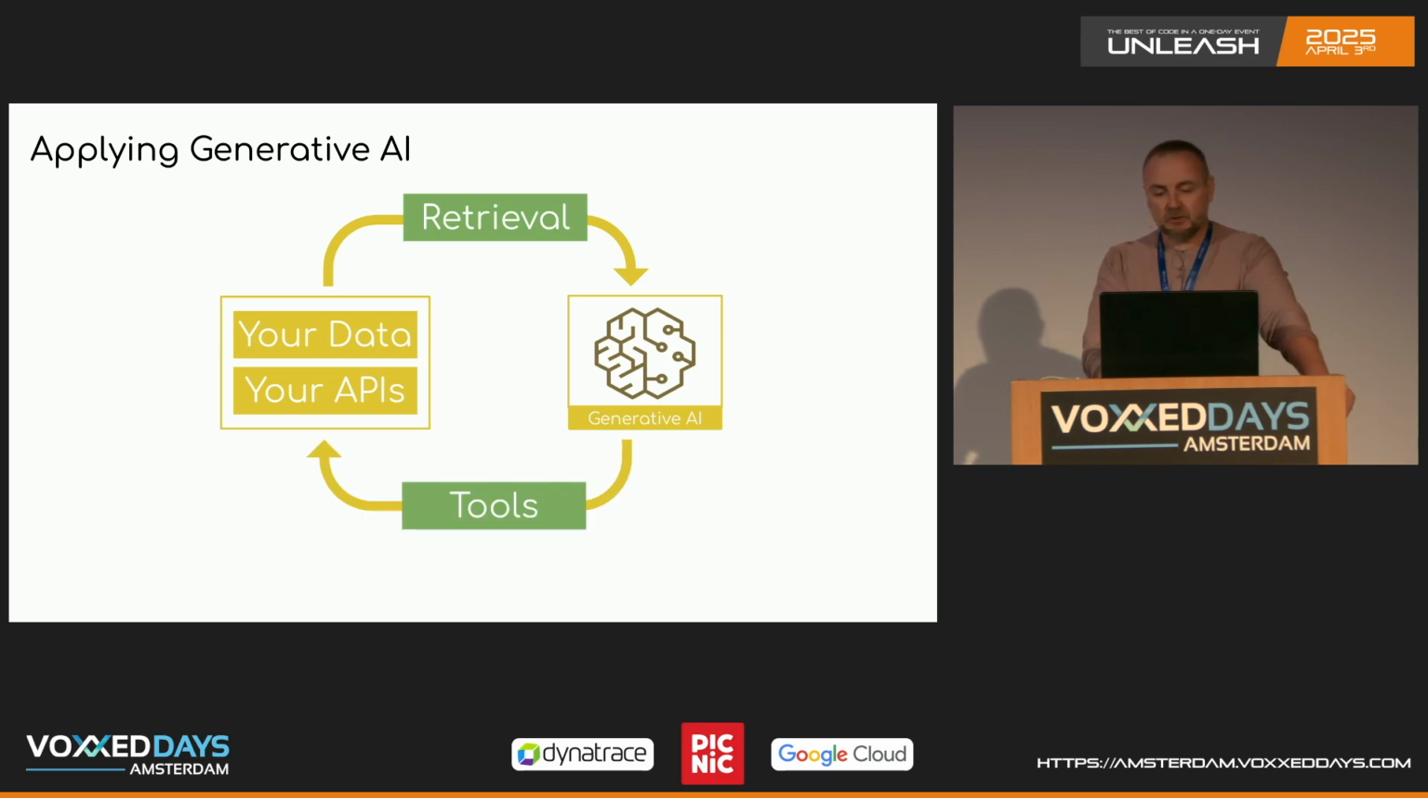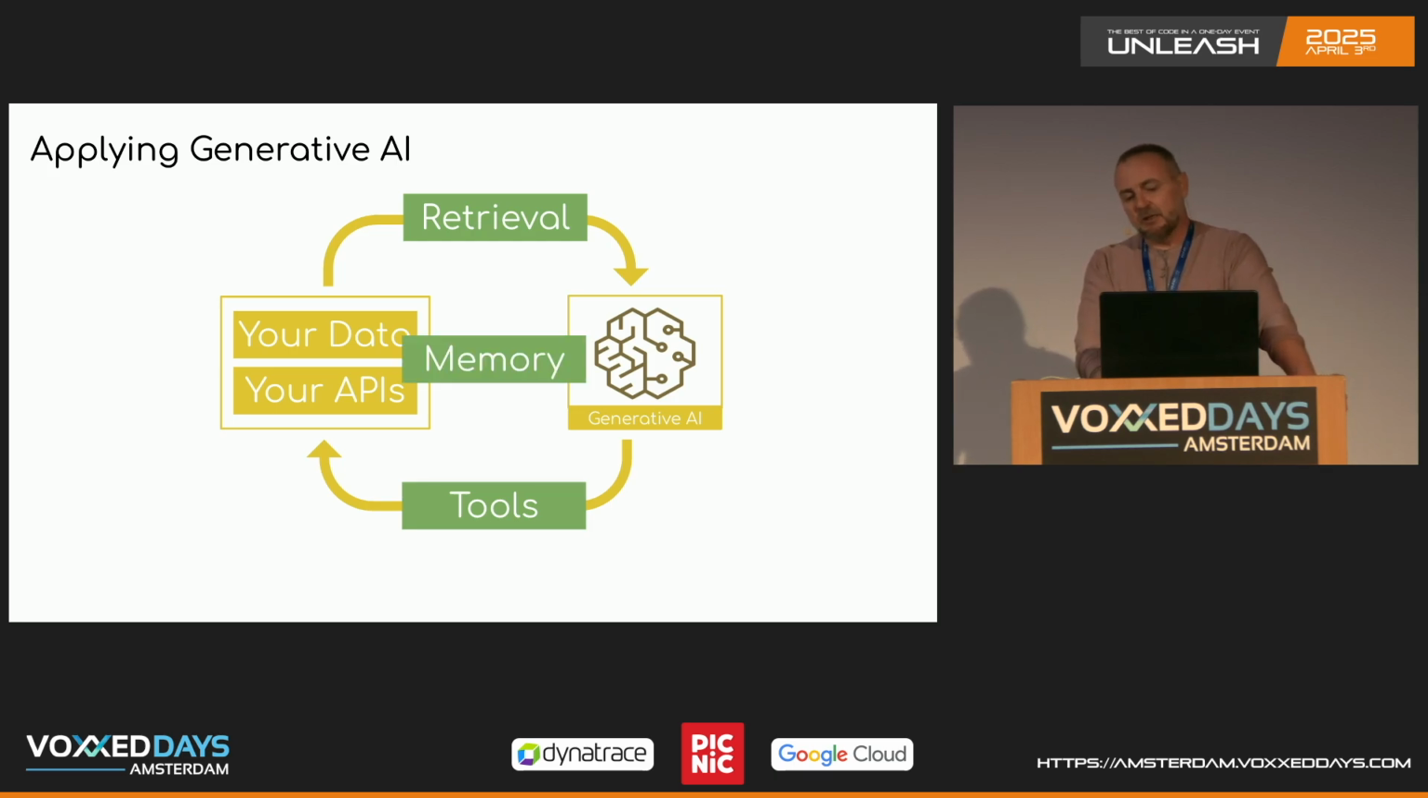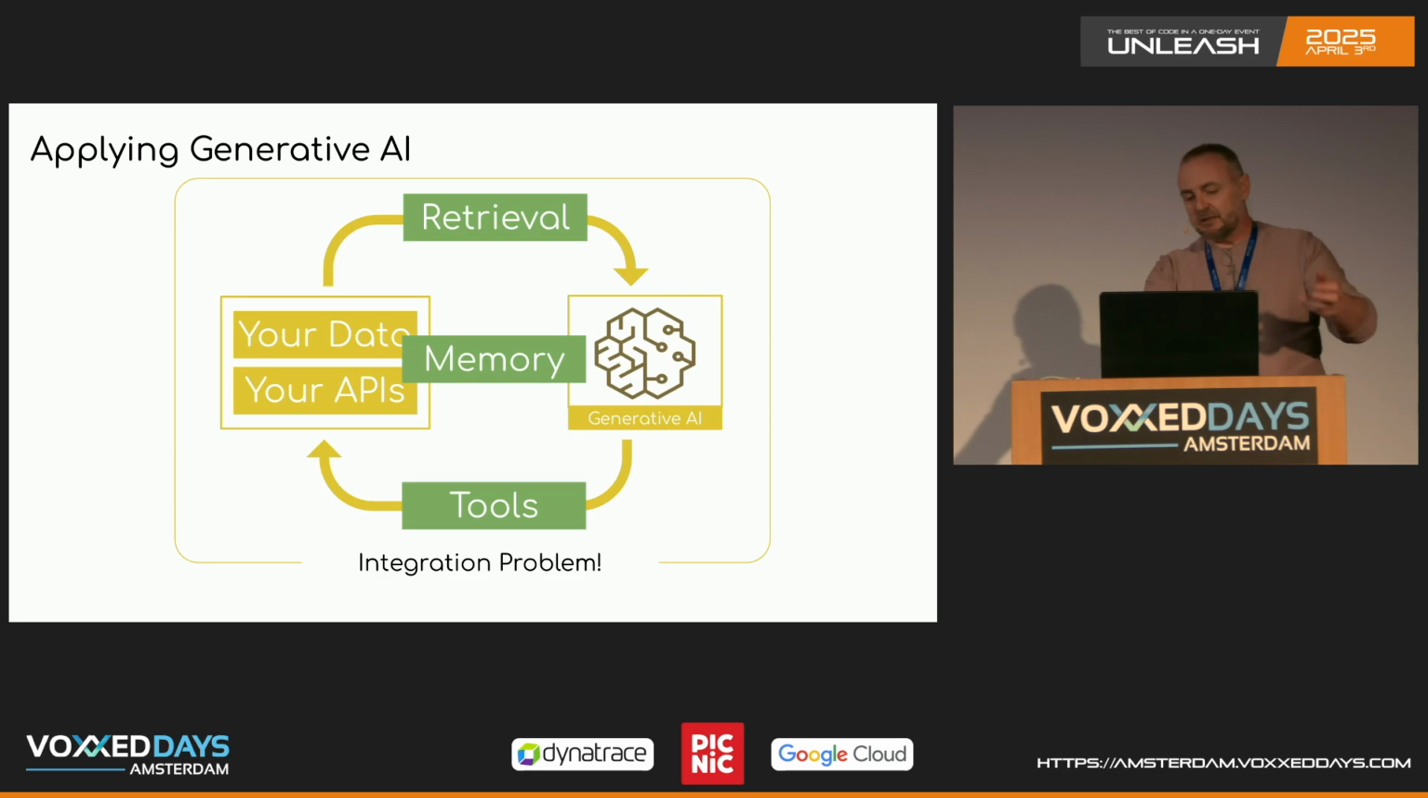Similarly for APIs, you can make the generative AI aware of your APIs. It uses those APIs in order to interact with the environment, and this is stateless machinery, so you have to find a way to keep a state on behalf of the model when you interact with it. It is an integration problem.